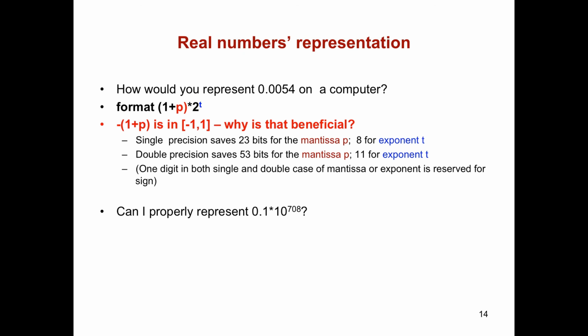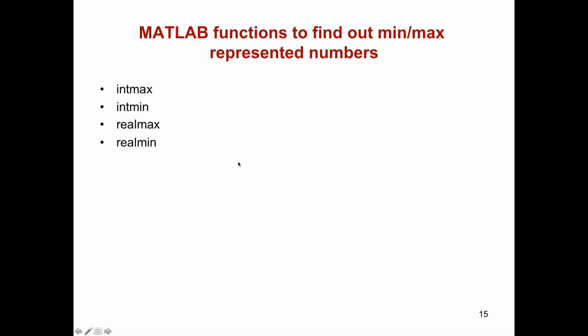So can I properly represent this number? The exponents have limits, which we learned. The limit is around 308, right? So this is too much. Same thing with this one. So in the first case, I have overflow. In this case, I have underflow. And if you don't remember what these limits are, you can use the intmax, intmin, realmax, realmin functions. So check it out quickly.